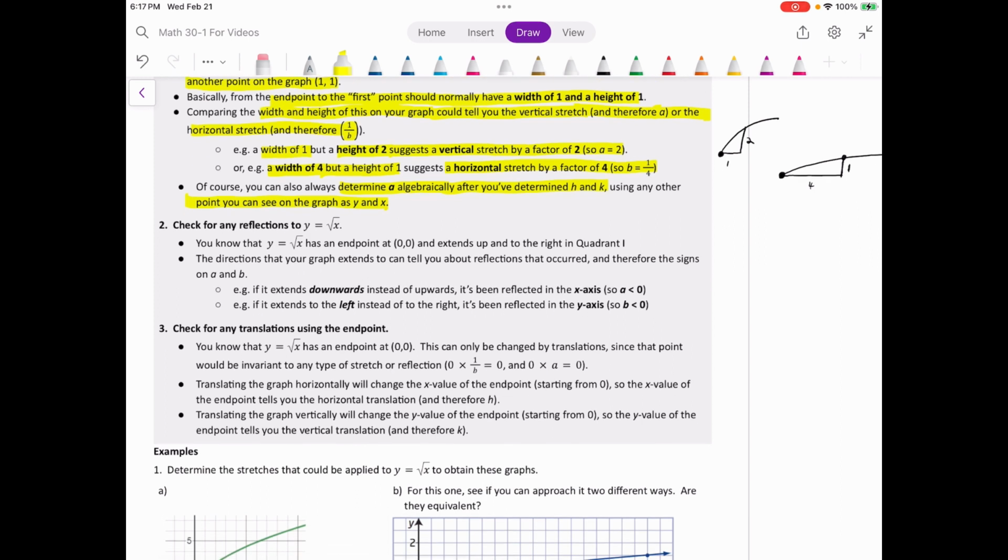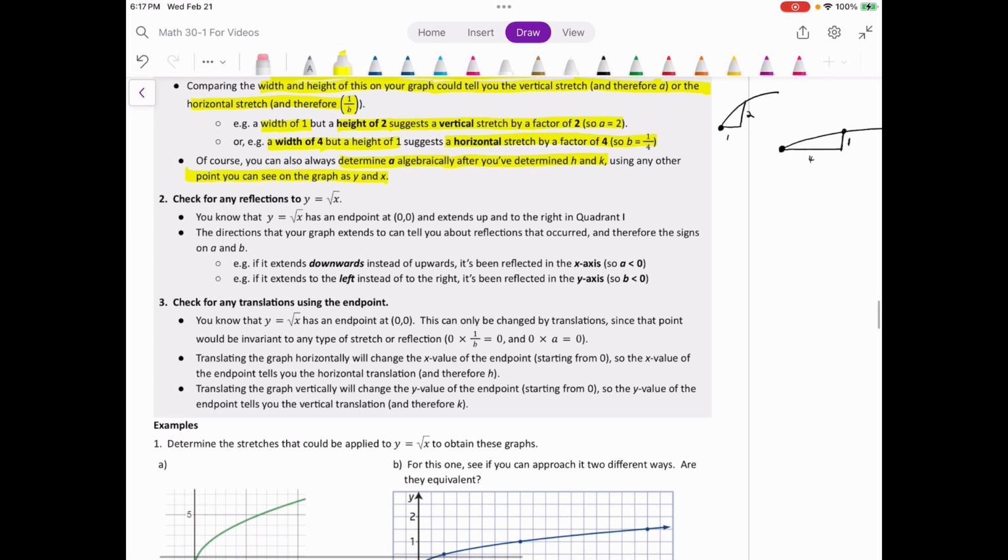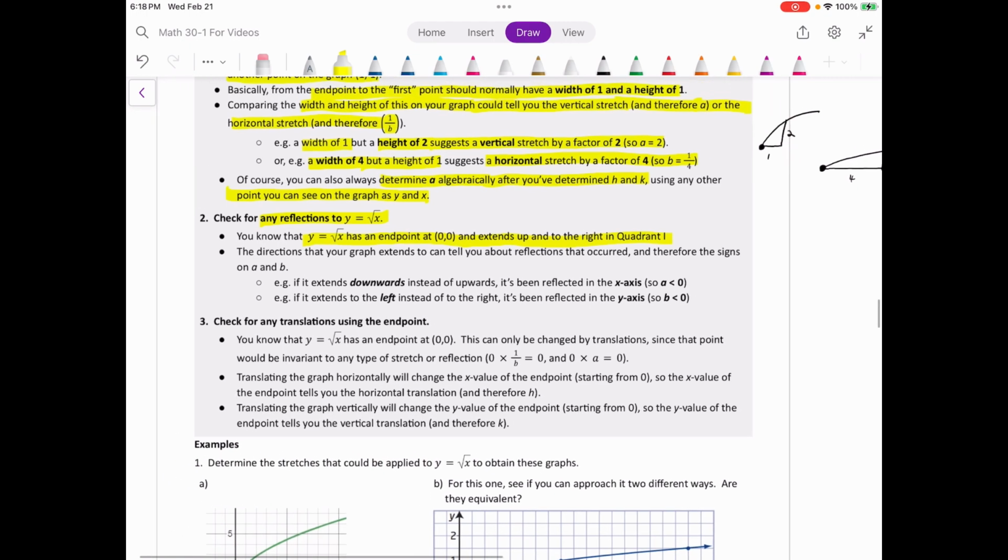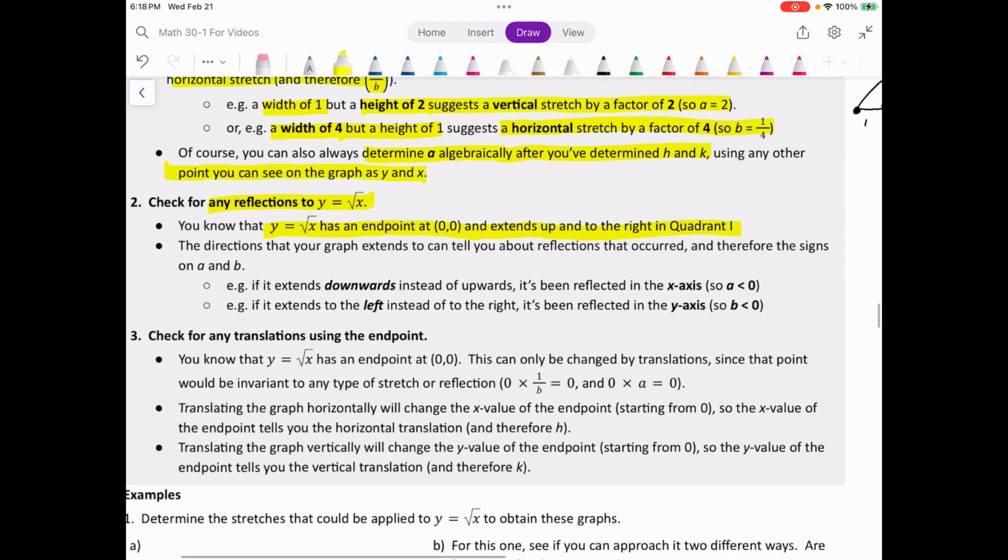You might be able to figure out, okay, it's been stretched because of the width and the height thing we were just talking about. Reflections are pretty easy to spot because, again, you know what y equals root x should look like, okay? You know that y equals root x has an endpoint at 0, 0 and extends up and to the right in quadrant 1, right? In other words, it looks like this. Do it in red so it stands out. That's what y equals root x normally does, right? As x gets bigger, so does y, proportional to the square root of x.